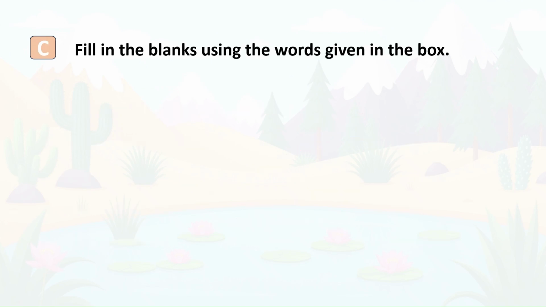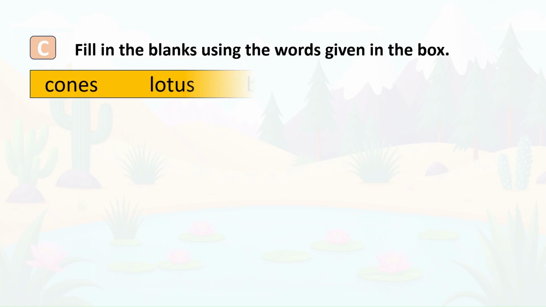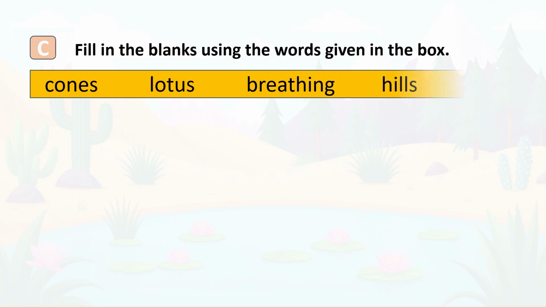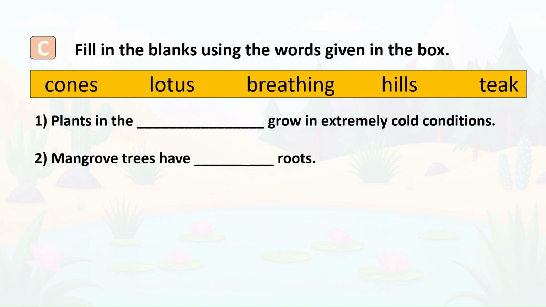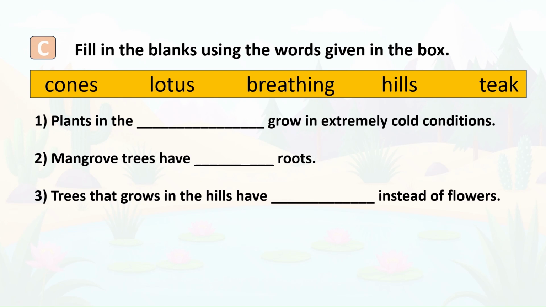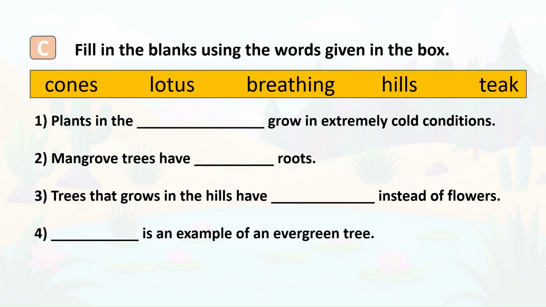Fill in the blanks using the words given in the box. Cones. Lotus. Breathing. Hills. Teak. 1. Plants in the dash grow in extremely cold conditions. 2. Mangrove trees have dash roots. 3. Trees that grow in the hills have dash instead of flowers. 4. Dash is an example of an evergreen tree. 5. Dash is a fixed aquatic plant.